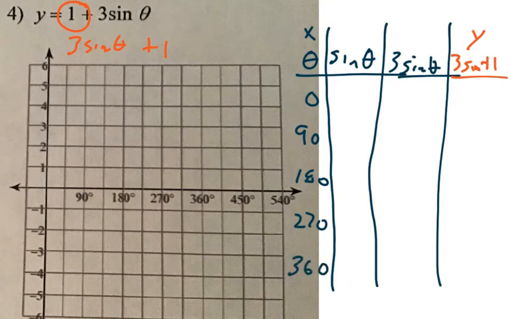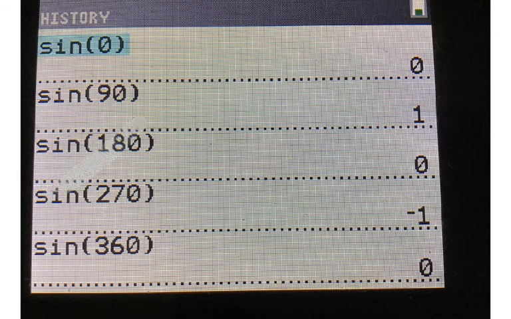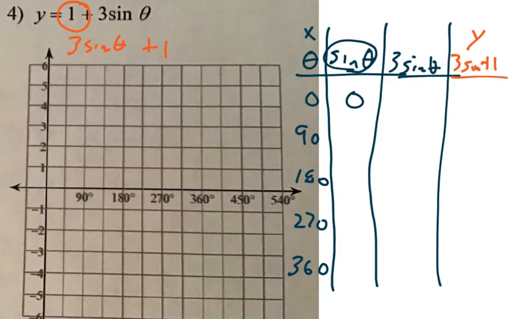Let's do our sine theta. Sine of 0 is 0. Again, how do I know? I have these memorized, but again, sine of 0 is 0. Sine of 90 is 1, and so on. So that's 1. That's 0. That's negative 1. That's 0.